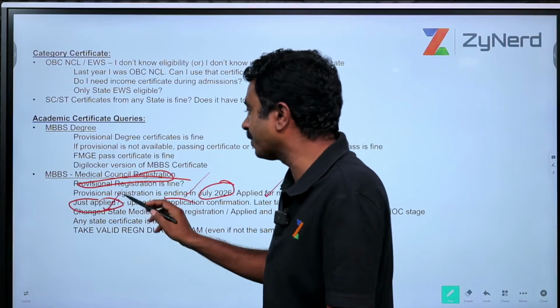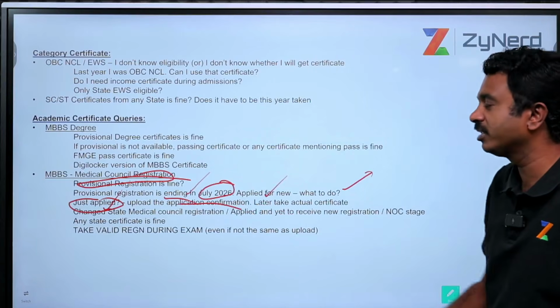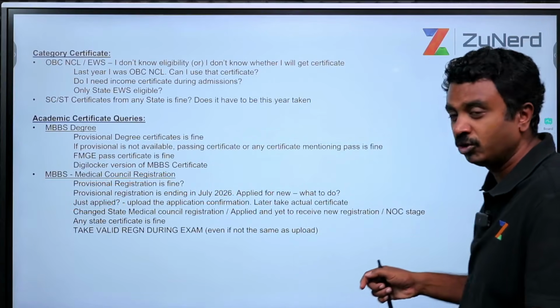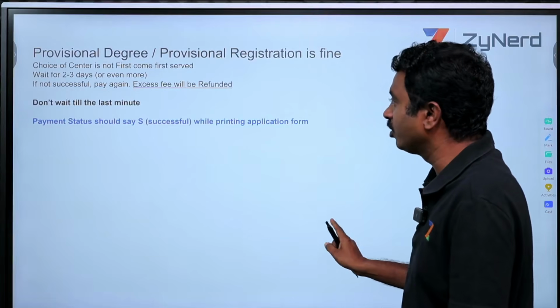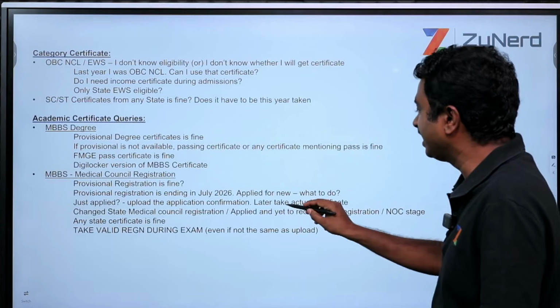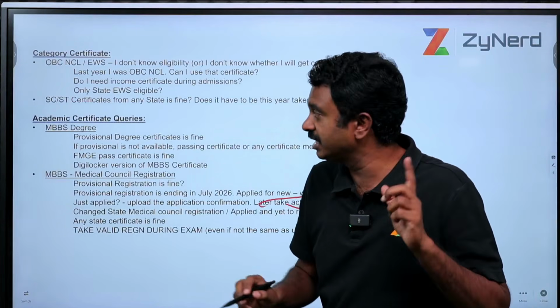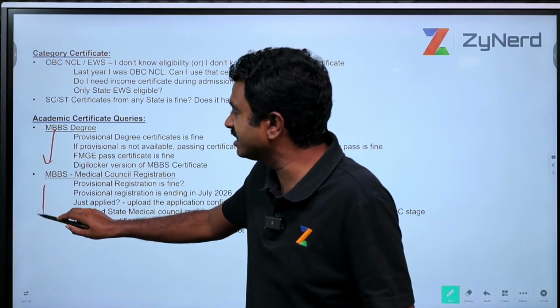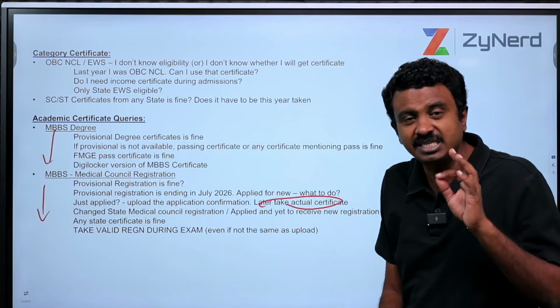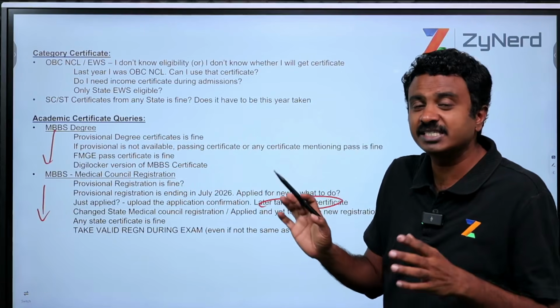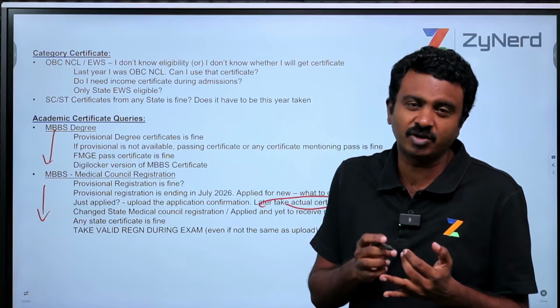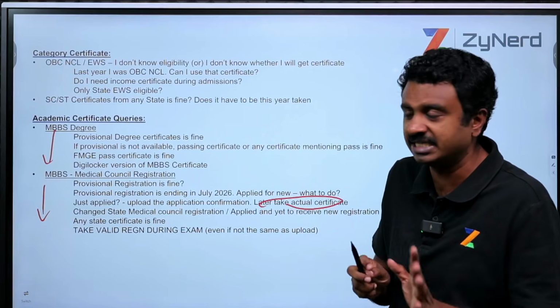Okay, and just applied. I have just applied. Upload the application confirmation, either a mail you have received or an actual confirmation letter or acknowledgement. Upload that and then go ahead. Later take the actual certificate. Again we are saying during the examination, please take the right certificate. Right now for upload, anything is fine, correct? During the examination, take a provisional degree of MBBS or provisional registration at least.